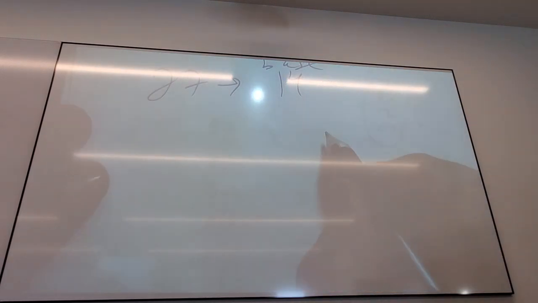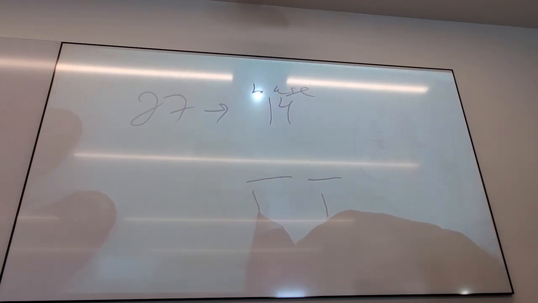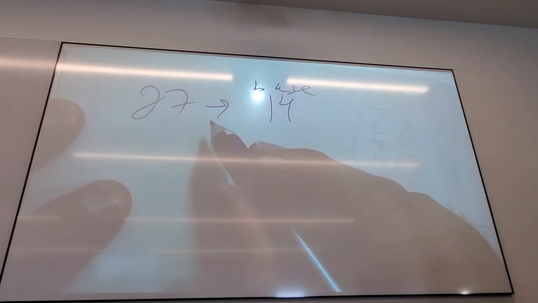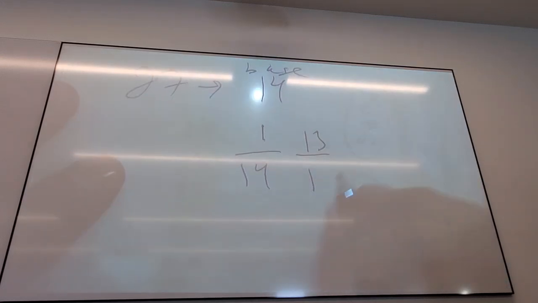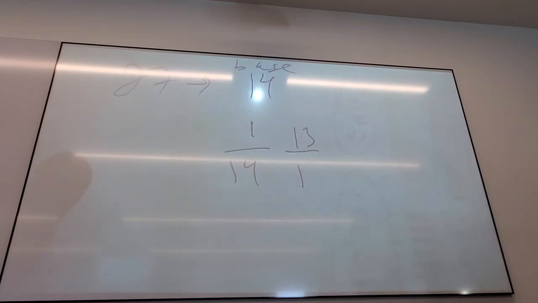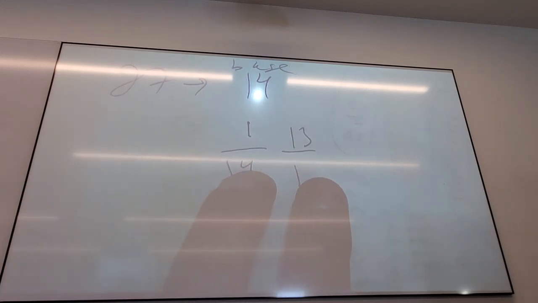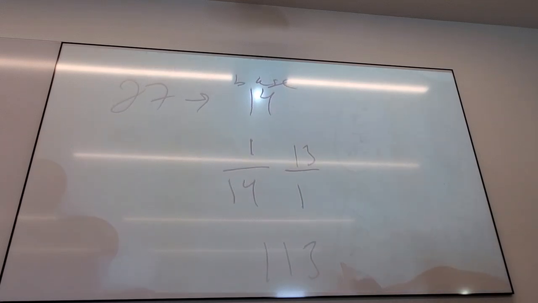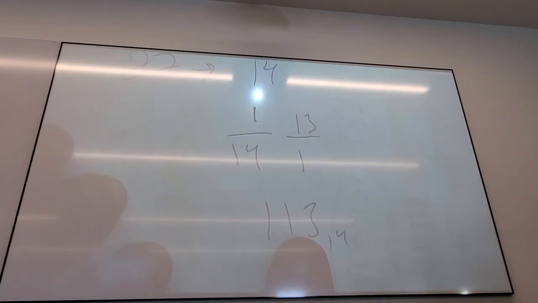So what places am I using? 1s and 14s. That's all I need, right? How many 14s? 1. What's left? 13. So then I put 13. Tell me exactly how many places there must be in this answer. 2, yes? If I write 113 base 14, how do I know I'm wrong? How many places are there? 3. 1, 2, 3.